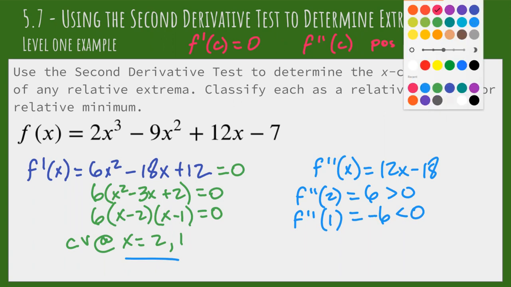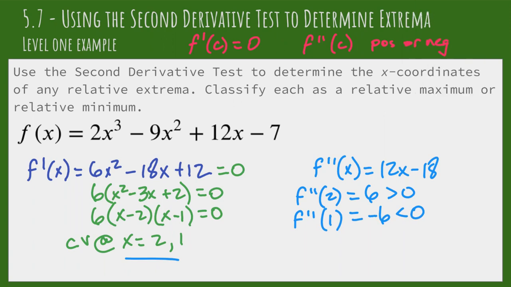So now we can answer the question. And the question says determine the x-coordinates of any relative extrema. So all I'm looking for here is the 2 and the 1. I might need to actually find the y-coordinate also, but you are not asked to do that here, so we don't have to plug it back into the original function. So the x-coordinates, and then classify it as a relative maximum or a relative minimum. And I'm actually going to do one more thing here and justify it. So justify why it is a relative minimum or relative maximum.